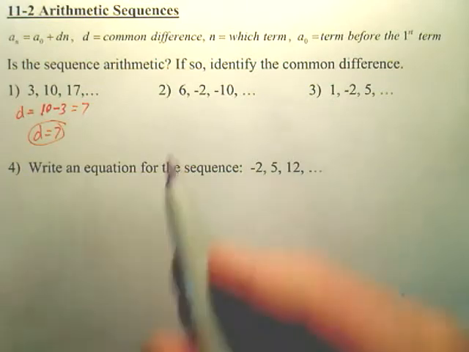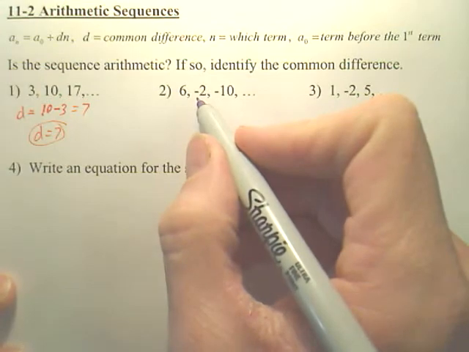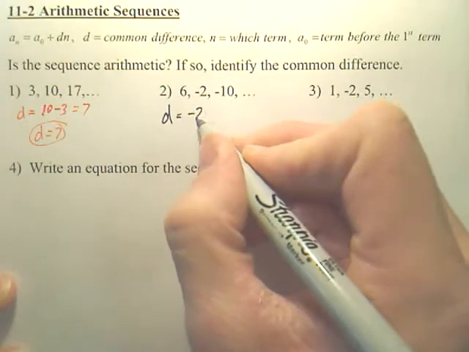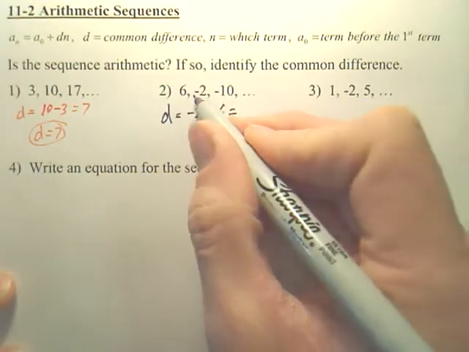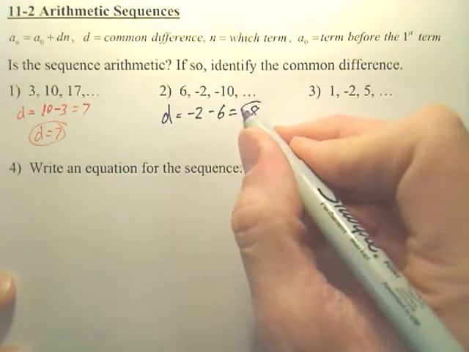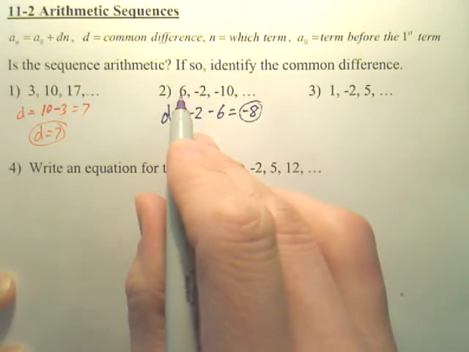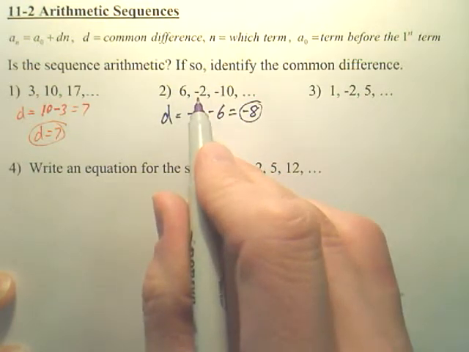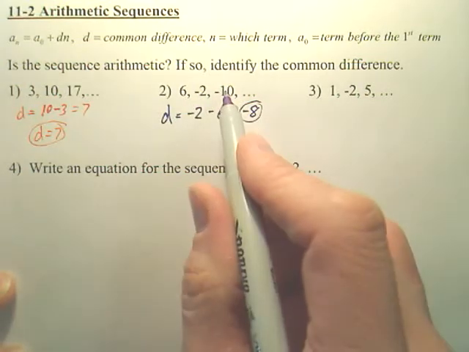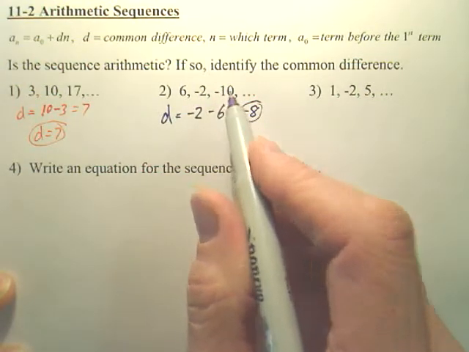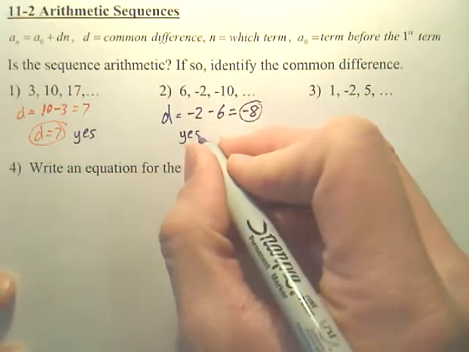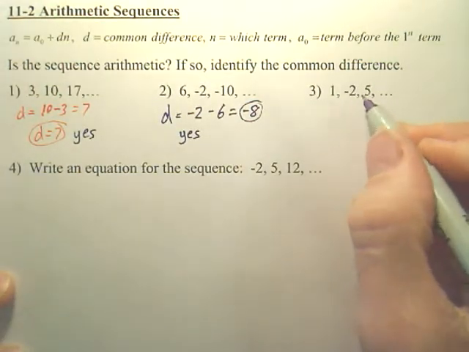So for number 2, let's find our common difference. Most of you can just look at it and find it. But the formula, again, is just take the second one, subtract the first one, and that gives us negative 8. So, let's see if 6 plus negative 8 gives us negative 2. Yeah. Does negative 2 plus negative 8 give us negative 10? So, yes. By the way, this is arithmetic.